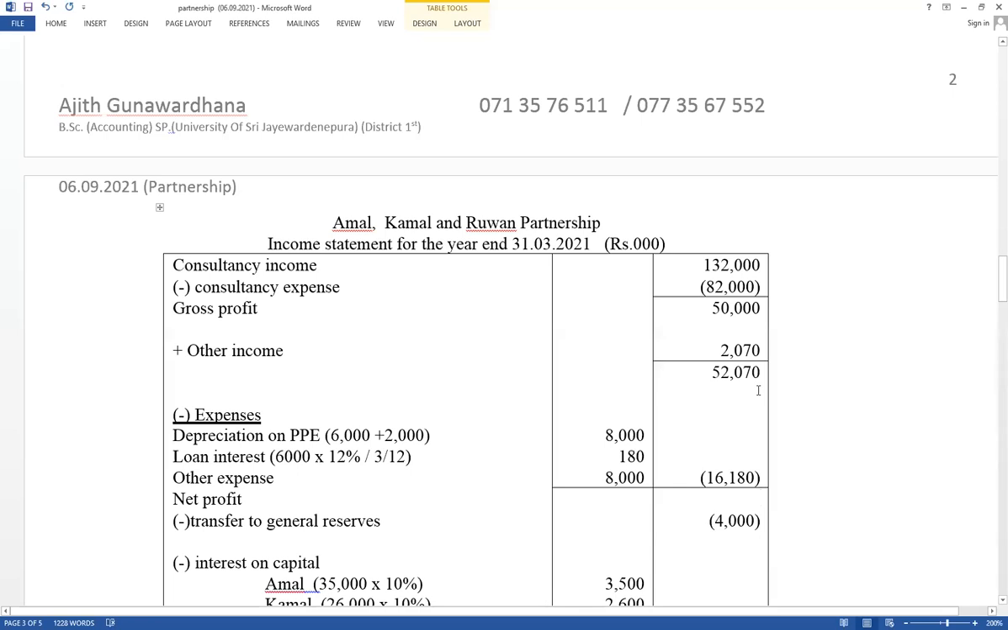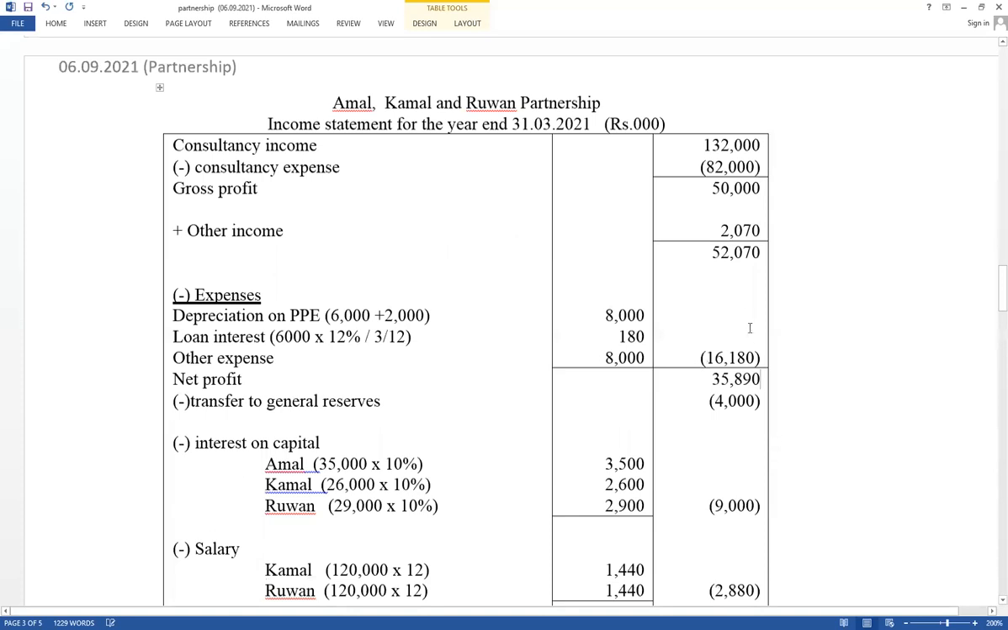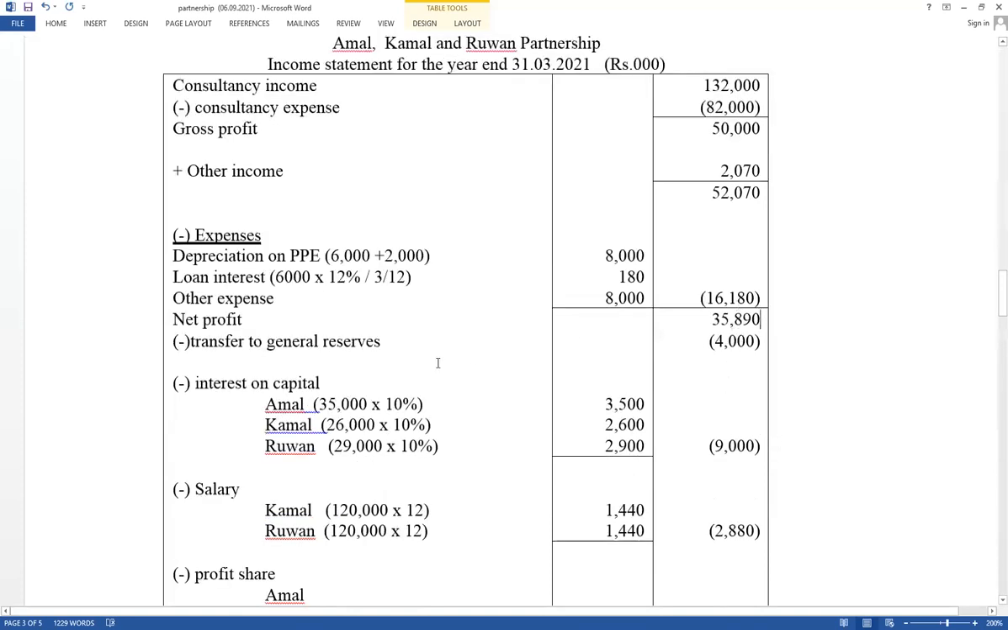Gross profit plus other income minus expense. Net profit can be calculated. Therefore, net profit equal 35,890. From that value, deduct 4,000, 9,000, as well as 2,880.